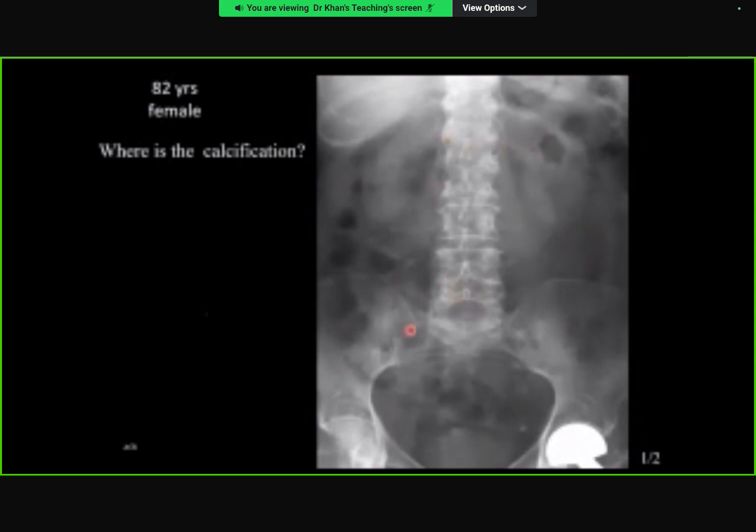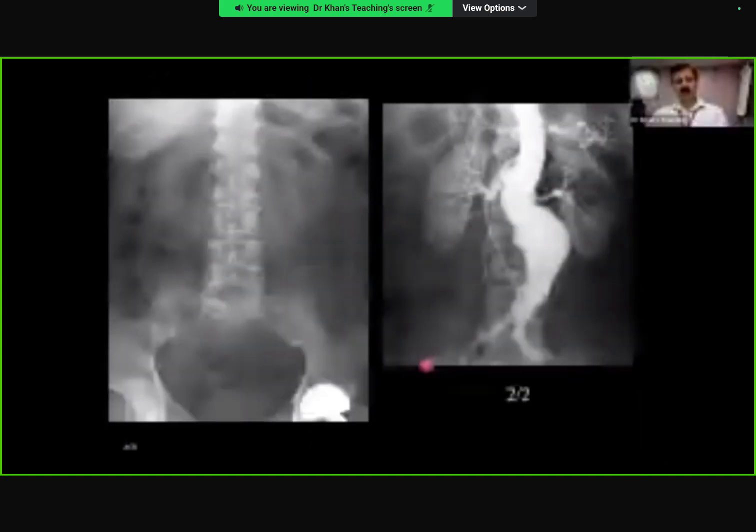What is this? So this could be aneurysmal aorta calcified. Yes, and this is an aortic calcification of aortic aneurysm.